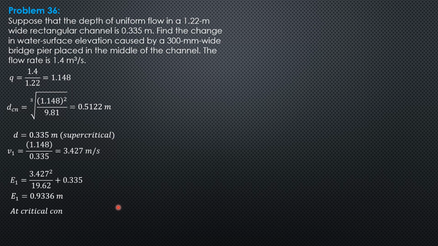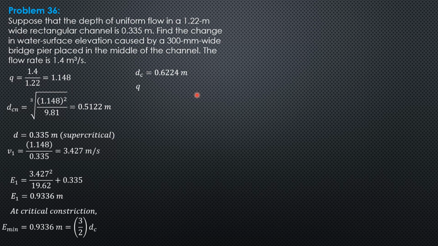So at critical constriction, because the barrier or the pier will reduce the width, so it is a form of a constriction. So 0.9336 equals 3 halves of the critical depth. The critical depth, therefore, when there is a barrier, is 0.6224 meters.